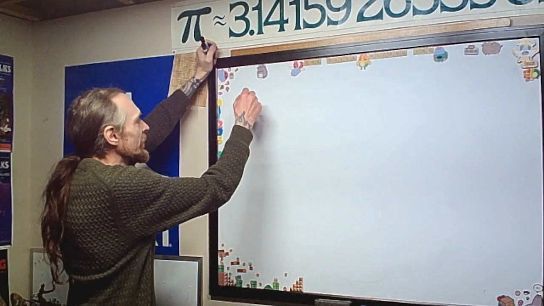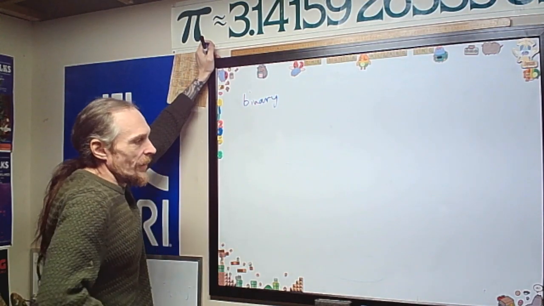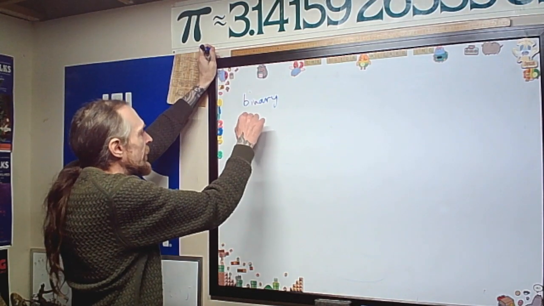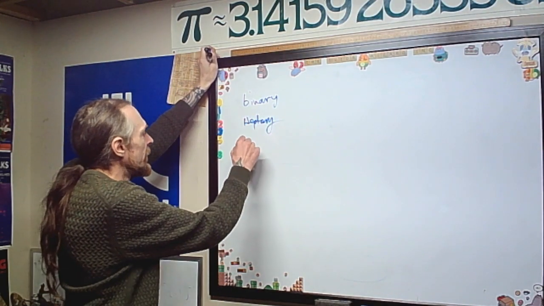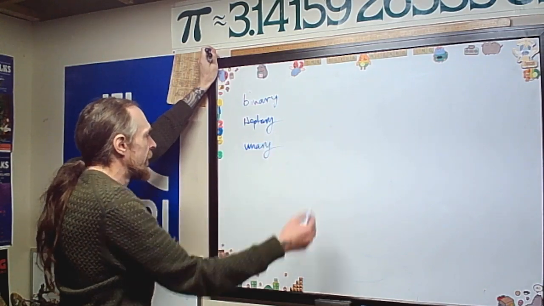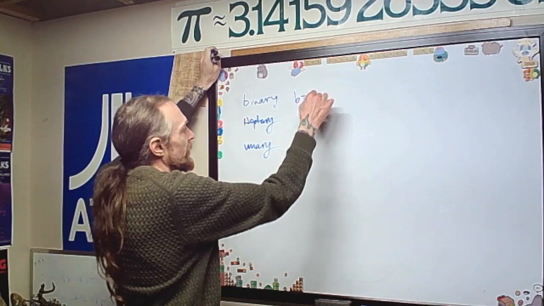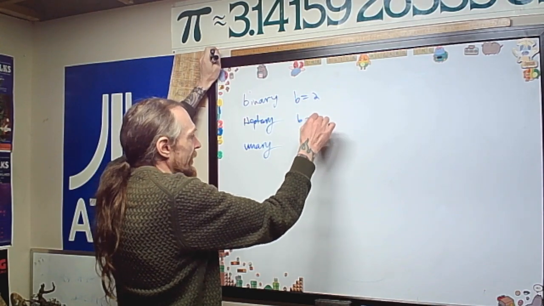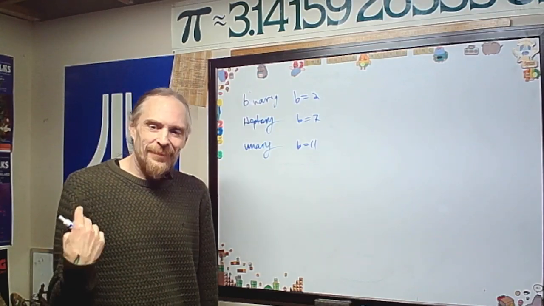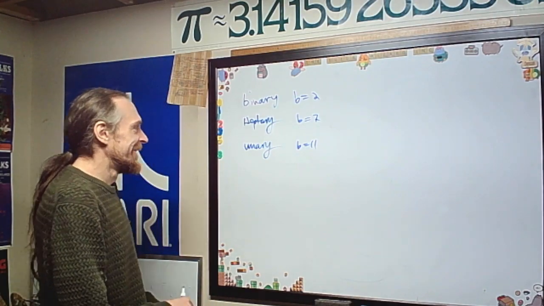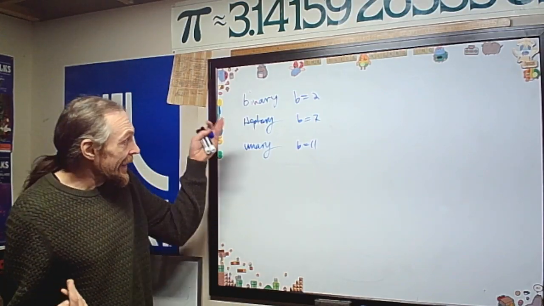All right, let's look at the binary. And then what would it be? Heptary, 7. And then undecimal for base 11. So this is going to be B equals 2, B equals 7, and B equals 11. I just pulled those out of a hat. There's a hat inside my head. It's not on my head. But I just pulled them from there. And then what does that mean? So let's build this in each one.